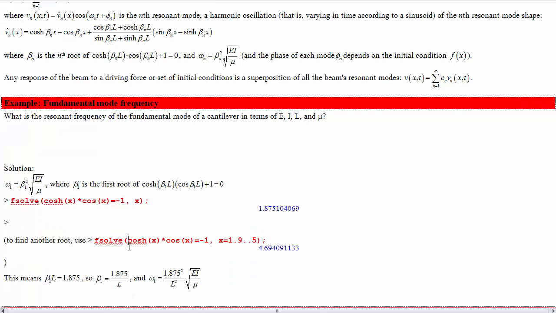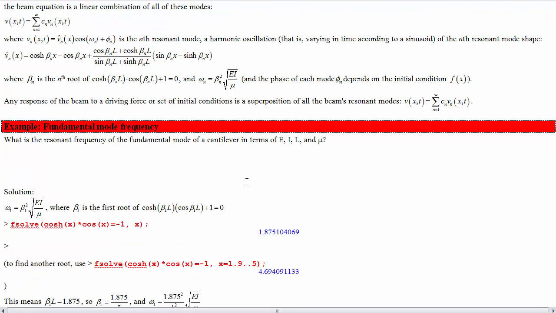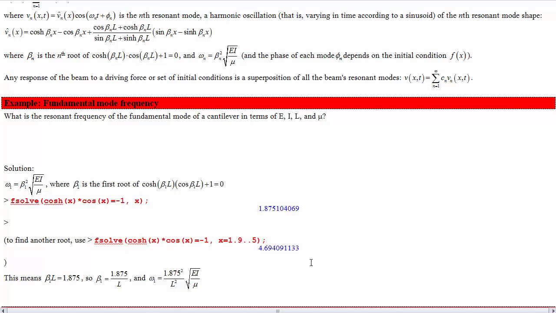So if you wanted to find another root, you would just constrain the range of fsolve. So here we just said solve it for x, but you could also just give it a specific x range. And it's probably good practice to plot this just to check that you got beta right. I'll leave that as an option for you to do. You can see that this is the first positive beta where this equation has a root.